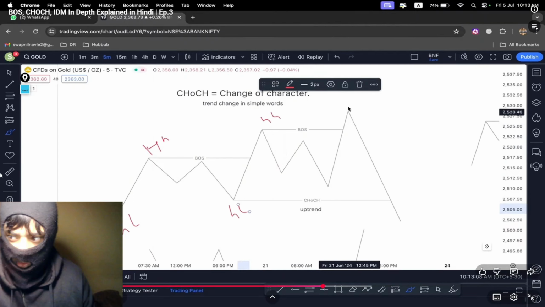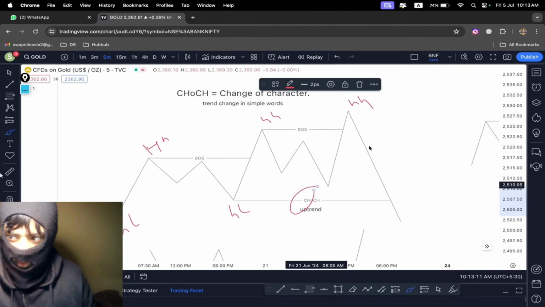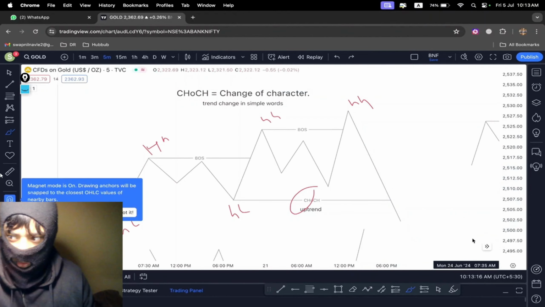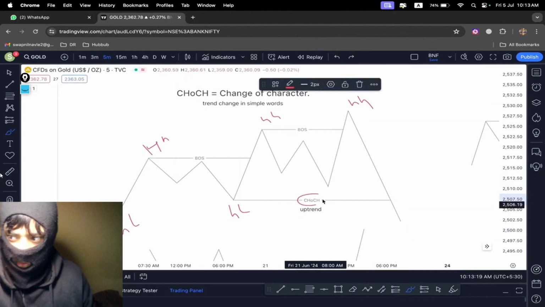This is your higher low. This is your higher high. And here it breaks. This means that from here, we can expect the market to continue its downtrend. This means that the market's trend has changed. It will now shift from bullish to bearish.